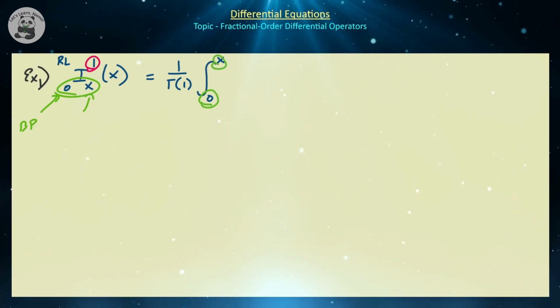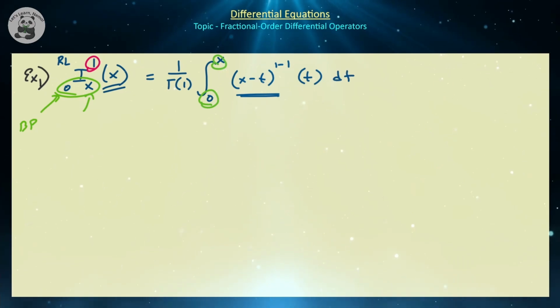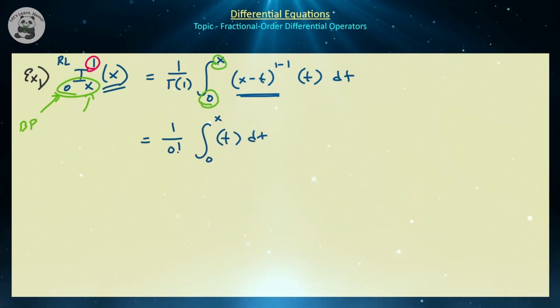And then of the x minus t to the 1 minus 1 function, you can in some sense view this function as a kernel, similar to what we did with linear Volterra integral equations. And then our function x in the form of t, with respect to t. Now, 1 minus 1 is equal to 0, so x minus t to the power of 0 is just going to be equal to 1. So we're going to have 1 divided by gamma 1, which is the same as 0 factorial, times the integral from 0 to x of t dt. 0 factorial is defined to be equal to 1, so that's pretty nice.